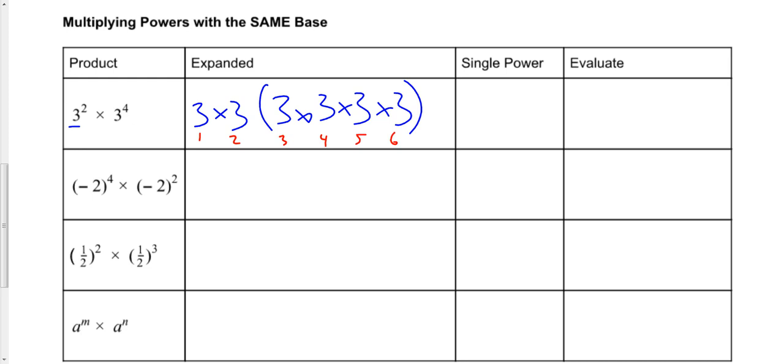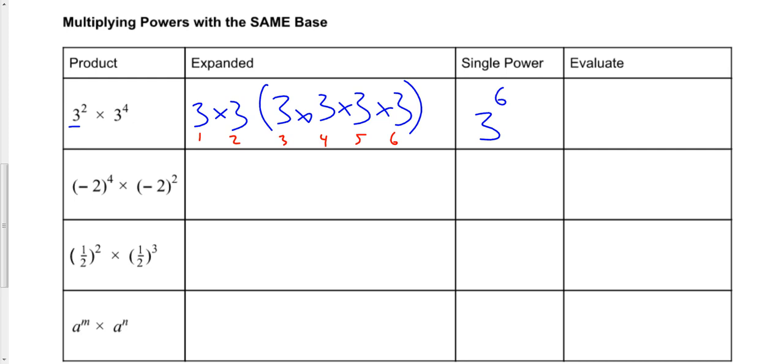If we want to write this as a single power, the base hasn't changed. It's still 3 that's being multiplied multiple times, so the base is still 3. It's the exponents in this case that are being changed. Instead of having 2 and 4 as our exponents, now we've got 6 as our exponent.